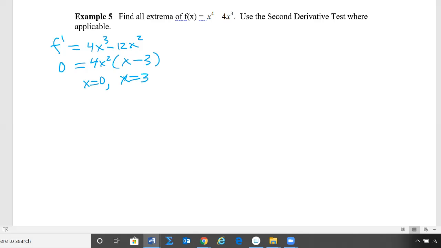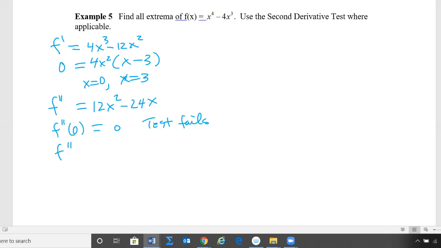Okay, well, let's find our second derivative now. From the first derivative, we have 12x squared minus 24x. Now let's do our test. Let's test f double prime of 0, which is 0, so the test fails. All right, so let's check the other one. F double prime of 3. This would be 12 times 9 minus 24 times 3. And I believe that's positive. That's 108 minus 72, so we're positive.